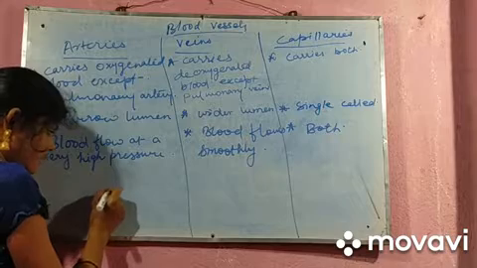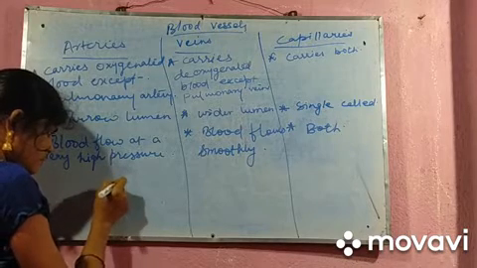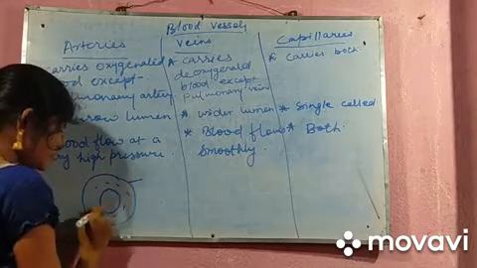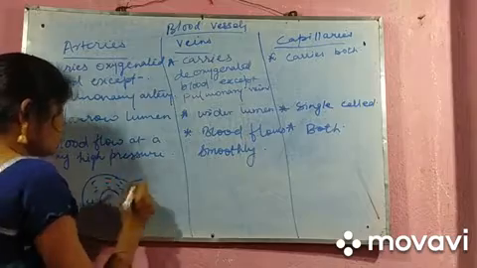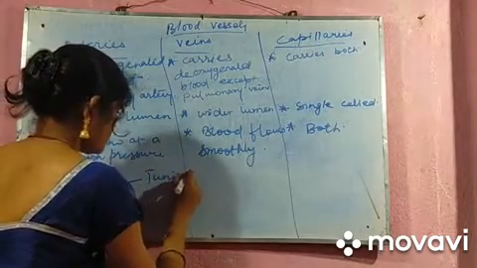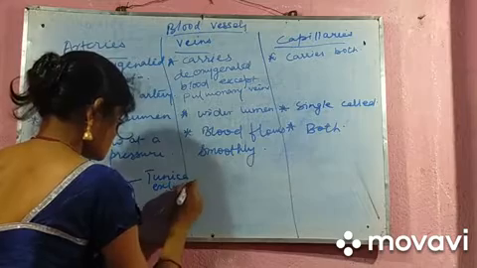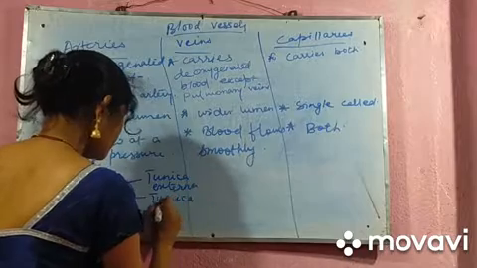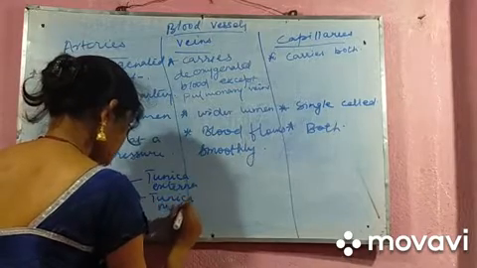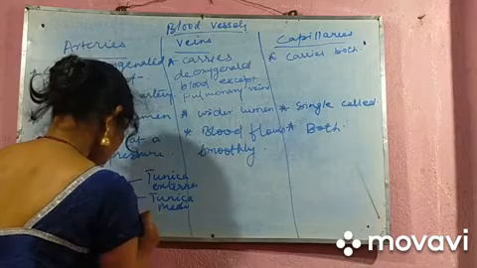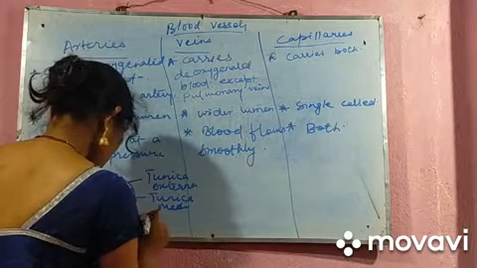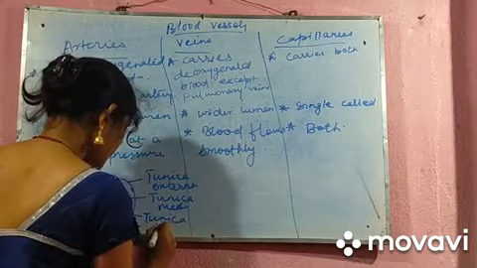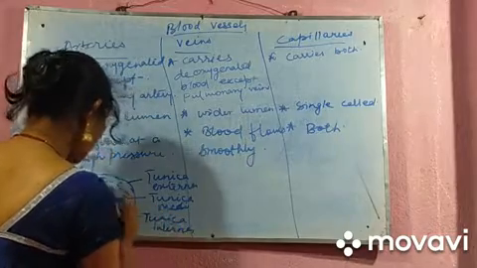If we draw the diagram, this part is tunica externa, tunica media, tunica interna, and this part is the lumen.